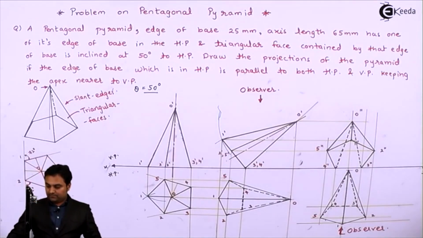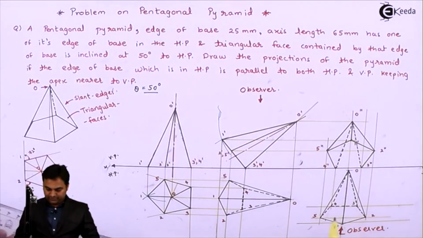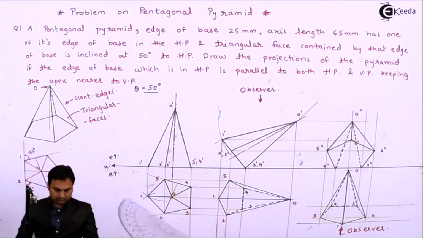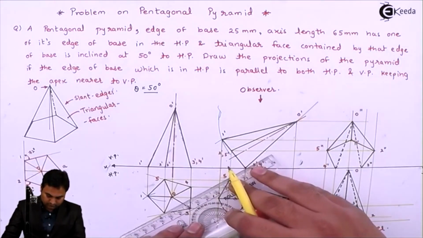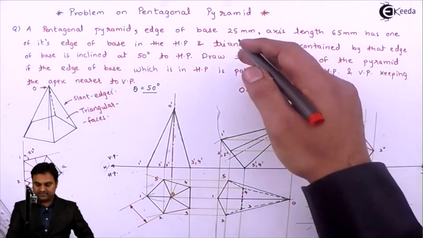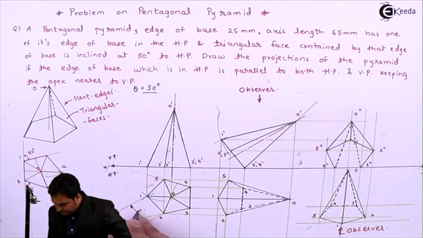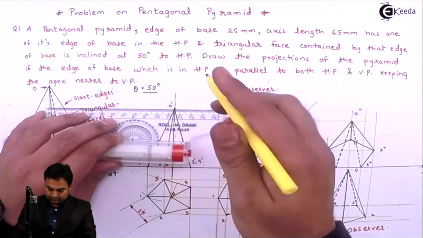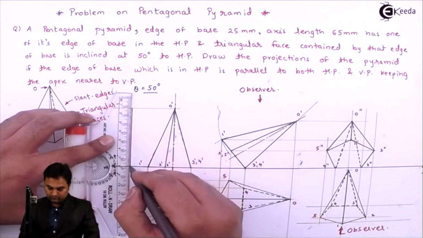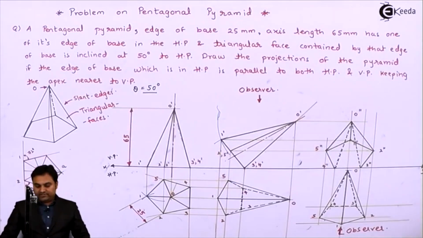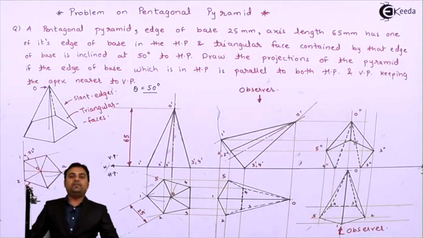Next, after completing this, I'll give the dimensioning to it. The base edge is of 25 mm. Axis height is 65 mm given. So after we have given the dimensioning, we can say that the problem has been completed.